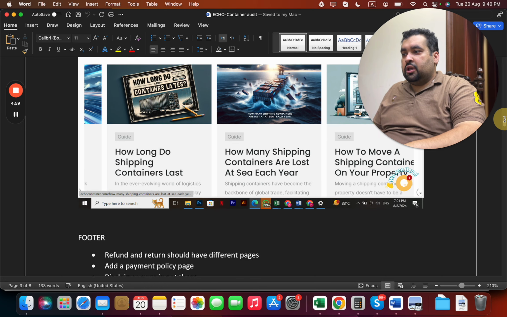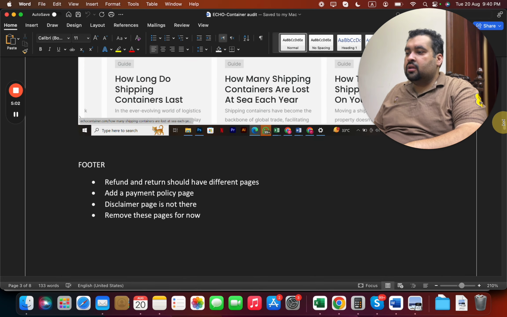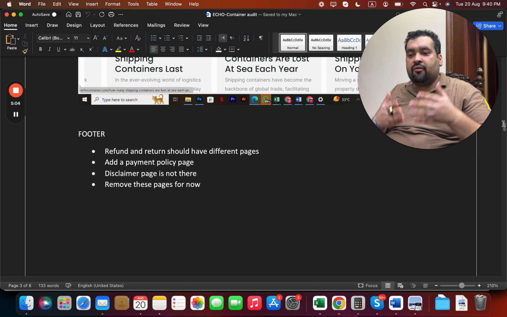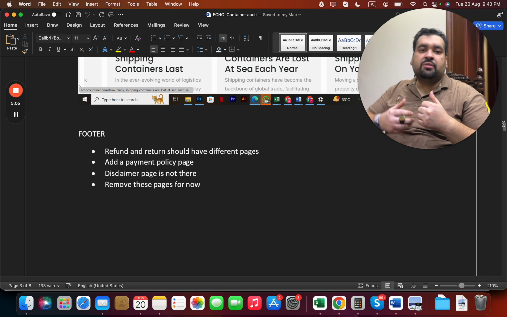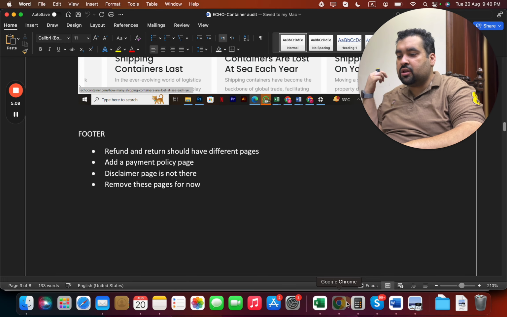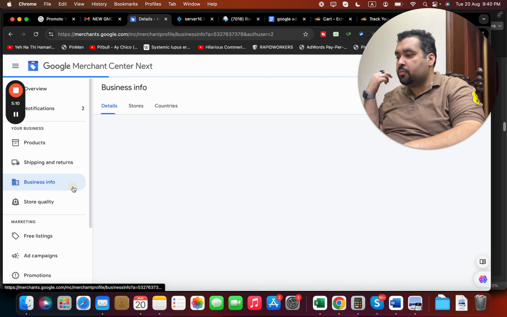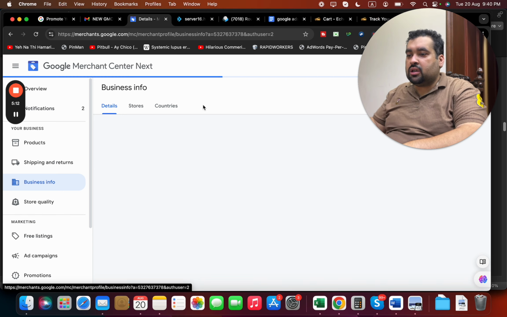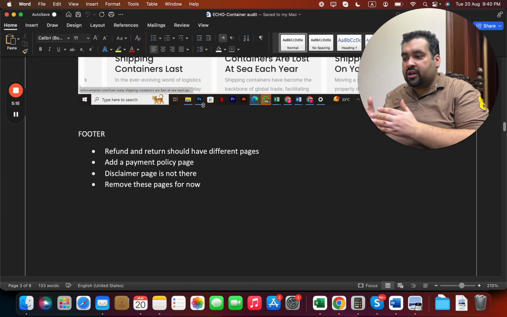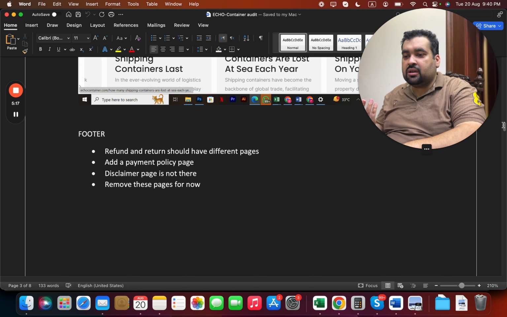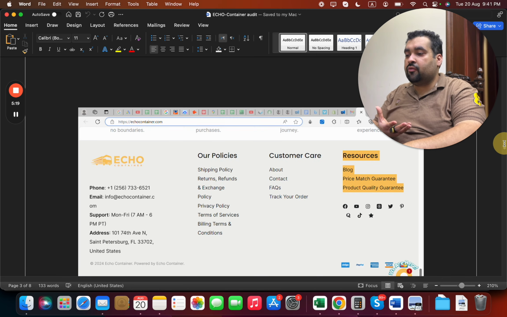The news blog had copied content. Then, the refund and return pages should have exact information matched with the Google Merchant Center. So you can't have everything over here. That needs to match with your business info over here, the stores you are targeting, and that information needs to be reflected on these pages. And then, we suggested some pages to remove, and we recreated them for you as well.